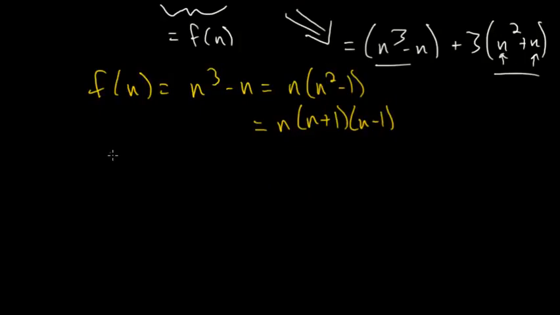So let's say I put in 8. Then I would have 8 plus 1 is 9, and 8 minus 1 is 7. And 7, 8, and 9, 3 numbers in a row, is guaranteed to have one of these numbers be divisible by 3, since every 3 numbers you end up with a number divisible by 3. And this will work with any number you put in here.